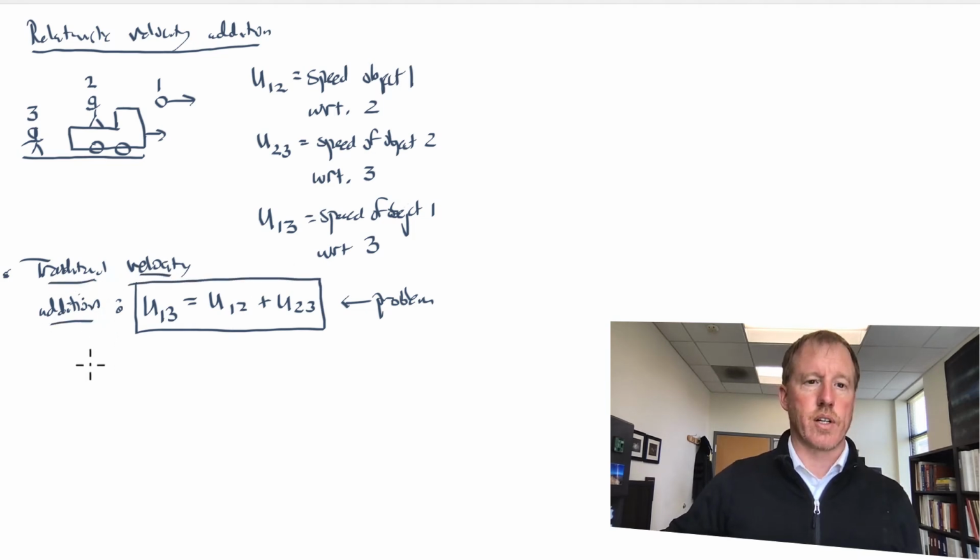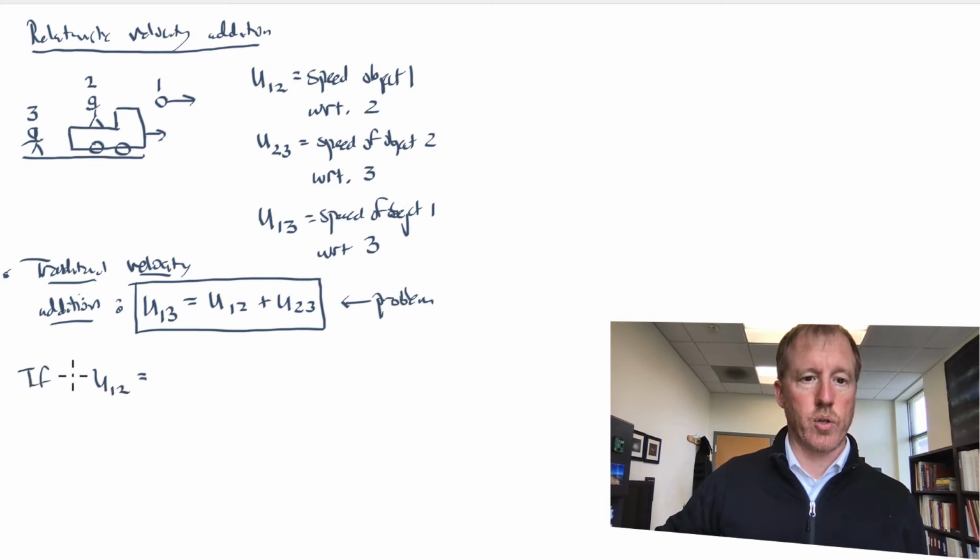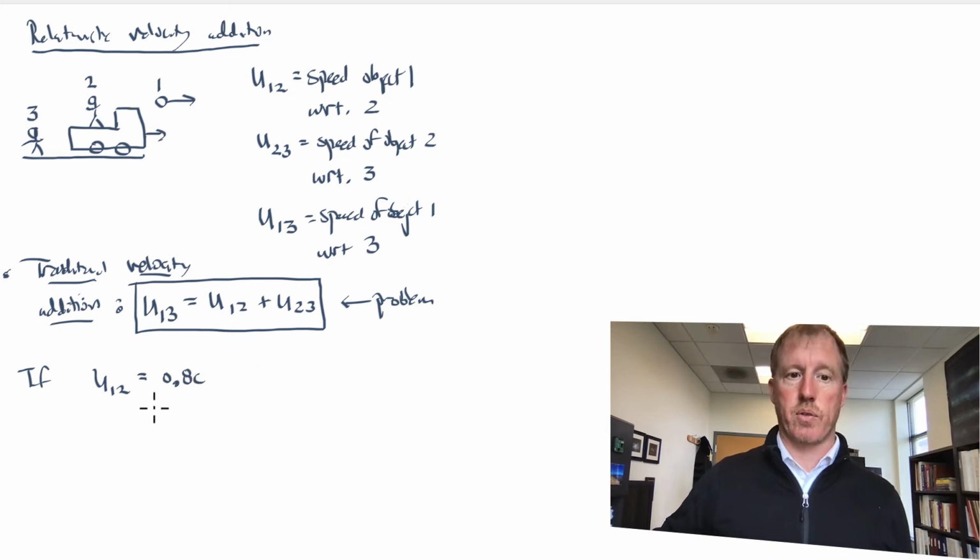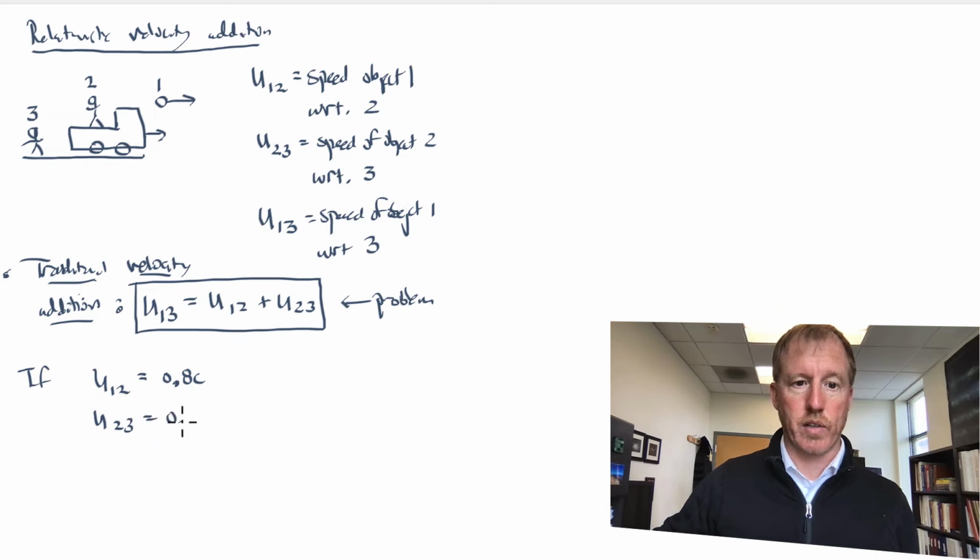You might imagine, let's suppose that Matthew on the back of the truck has a really good arm, so that he is able to throw that ball, so this would be if u12 was, let's say, 0.8 c. He could throw that at 80% the speed of light. And let's suppose that the truck was moving at a really high speed, 70% the speed of light.